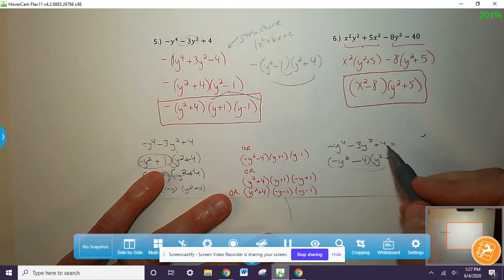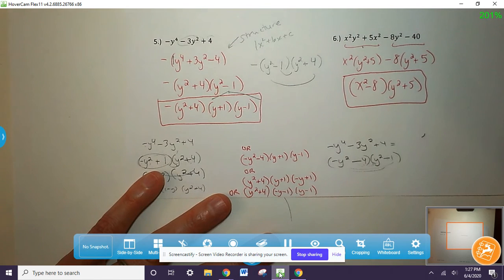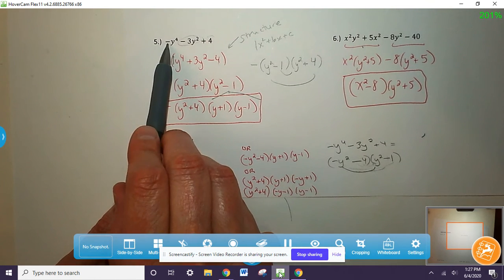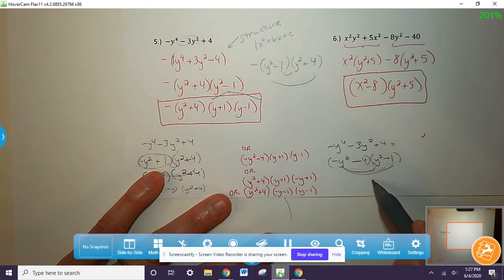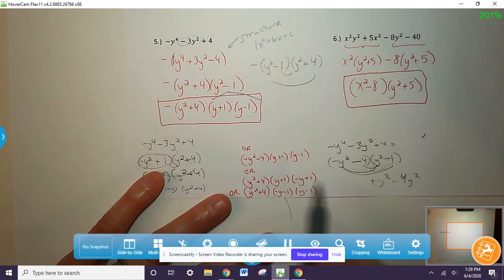Oh, I have that incorrect. I really don't like this method for myself. I'm sorry, you'd have to have a minus 1 there. Sorry about that. So first times first will give you negative y to the fourth. The outers will give you plus y squared. The inners will give you minus 4y squared, which gives you the minus 3y squared. And last times last gives you 1. So then you can factor this difference of two squares and get this answer.